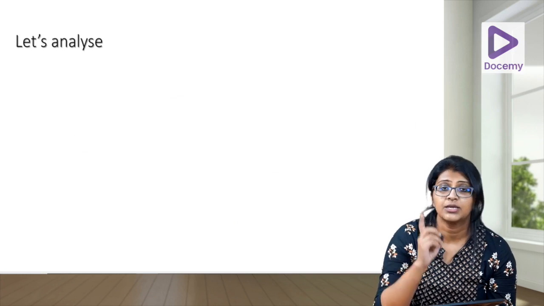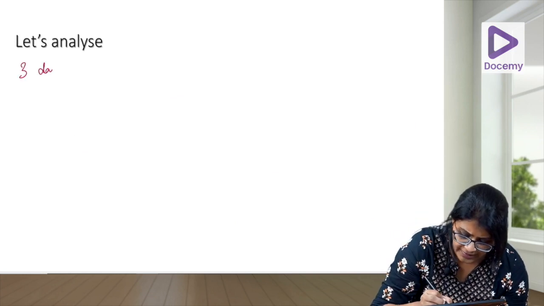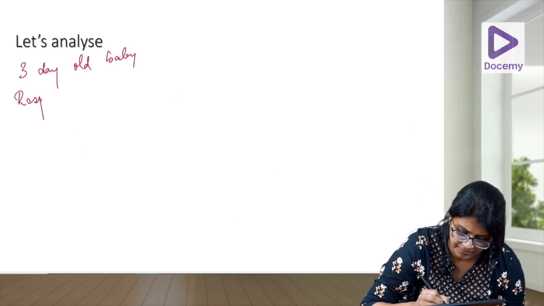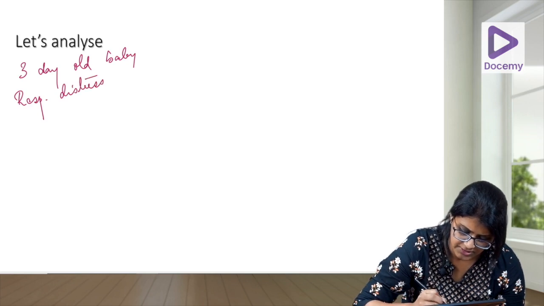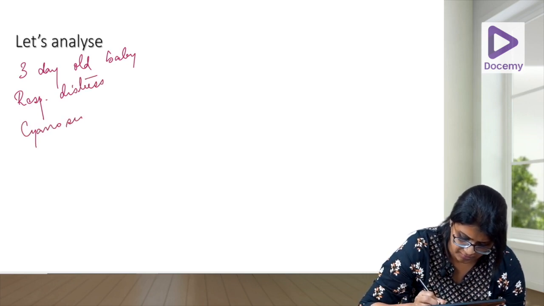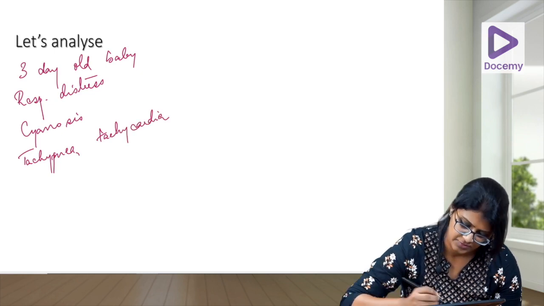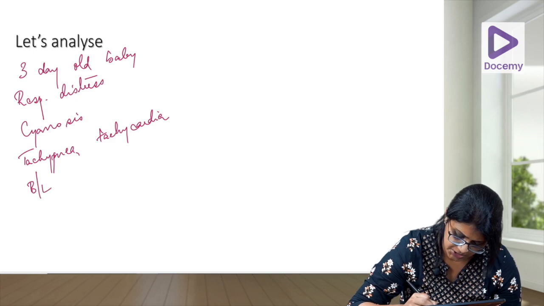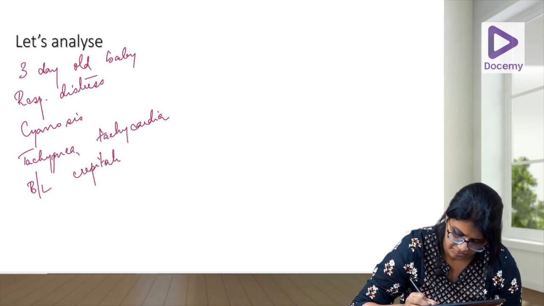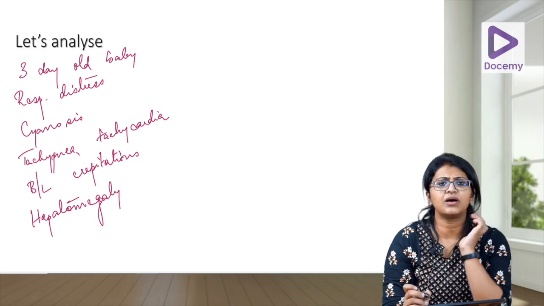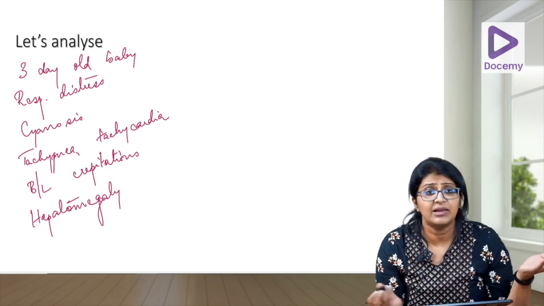So, let us analyze this case. Now, you have a 3-day-old baby who has presented to you with respiratory distress, cyanosis, tachypnea and tachycardia, with bilateral crepitations and hepatomegaly. Your CVS examination is not all that remarkable. There is just some short systolic murmur. It is not helping you much, isn't it?